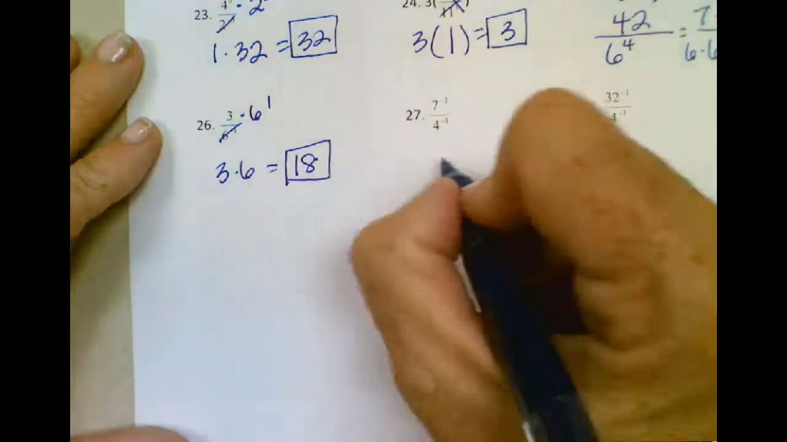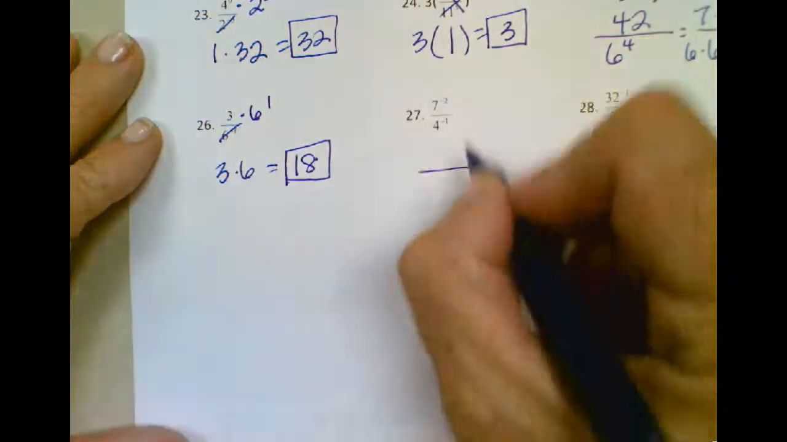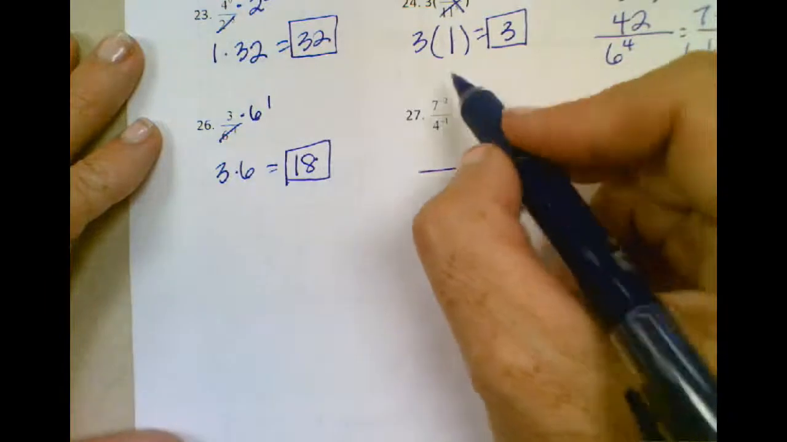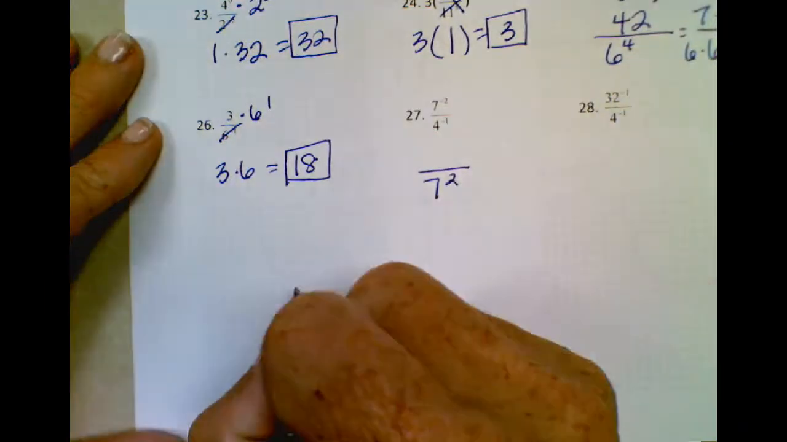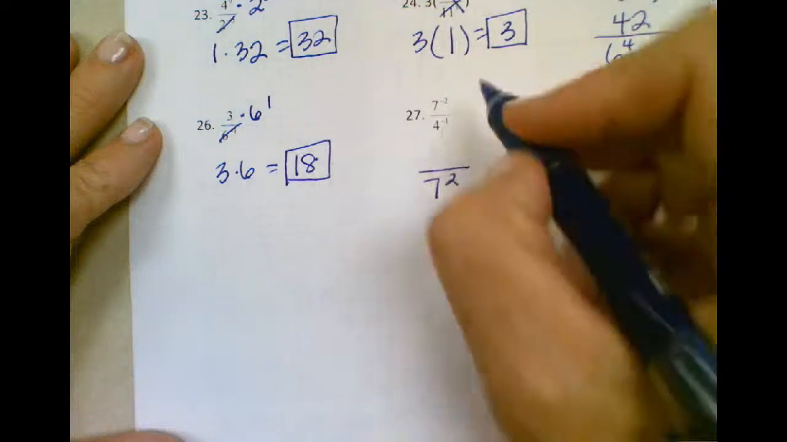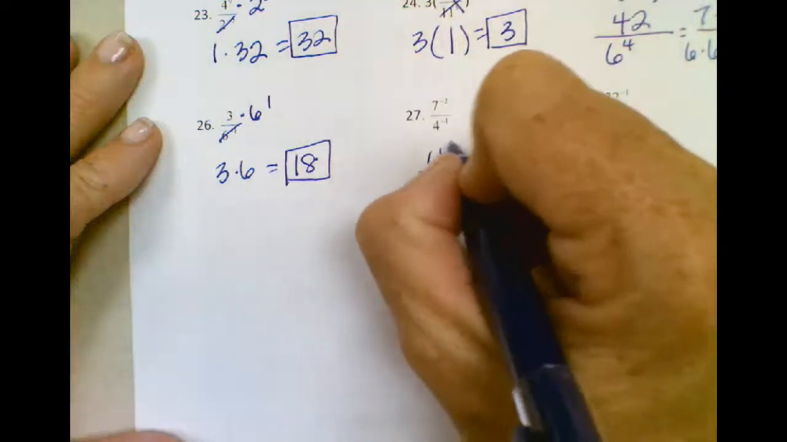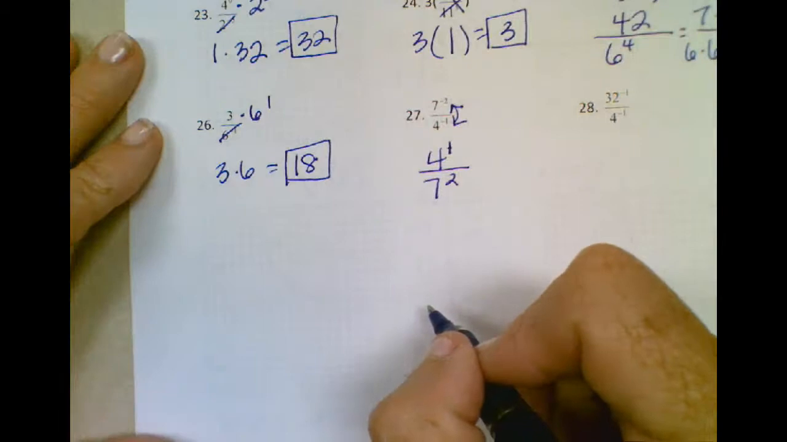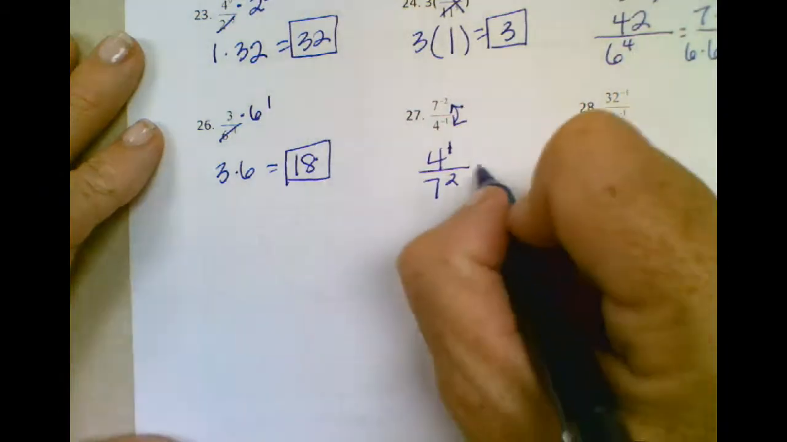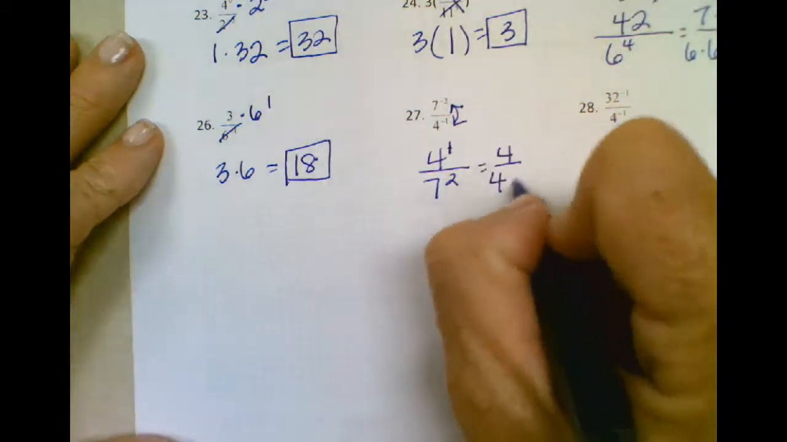Right here, I'm going to flip that whole fraction over because I've got negative exponents both places. So 7 to the negative 2 is going to move down to the bottom and become 7 squared. 4 to the negative 1st is going to move up and become 4 to the 1st. So they just swapped places. So then I get 4 over 49.